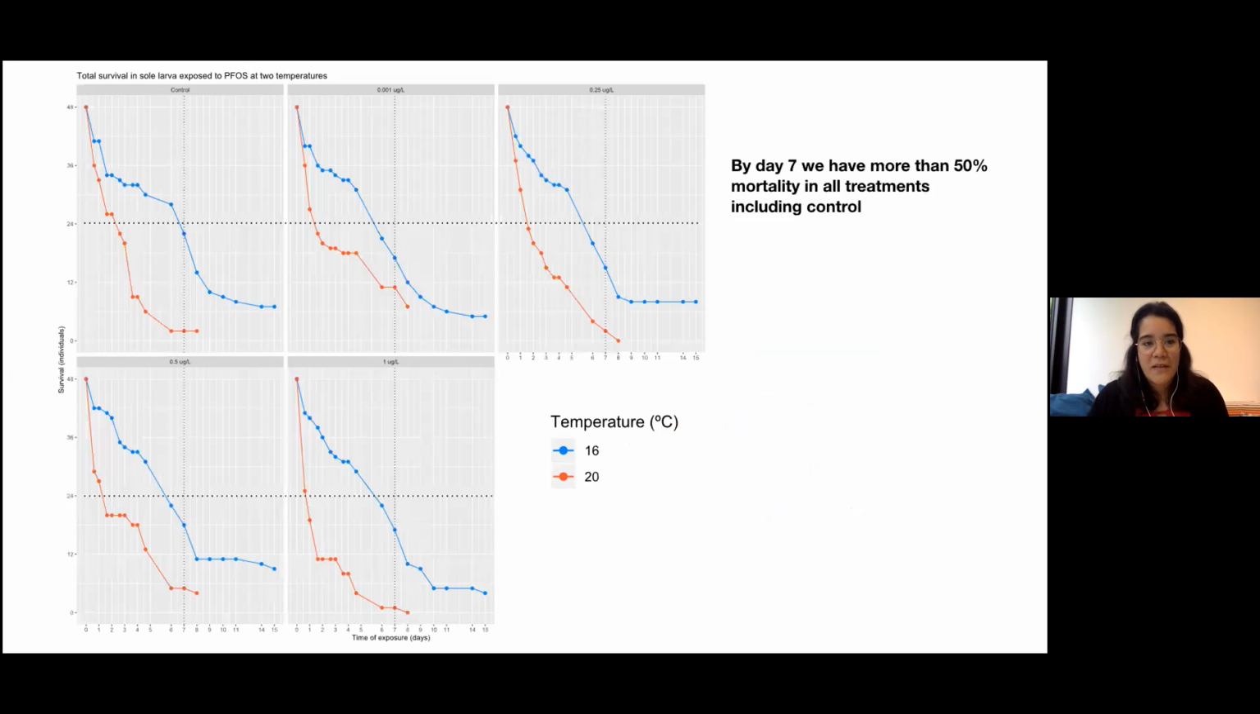So I'll show you just preliminary results from our experiments. This is survival over time, and in blue we have the data from optimal temperature and the different treatments. So we have control, and then different concentrations of PFAS from low to high. And what you can see is that even in the control at optimal temperature, we have a lot of mortality. After 7 days, we have more than 50% mortality in all treatments, including control. This was not the case in my pilot experiment, in which I had just 2 deaths.